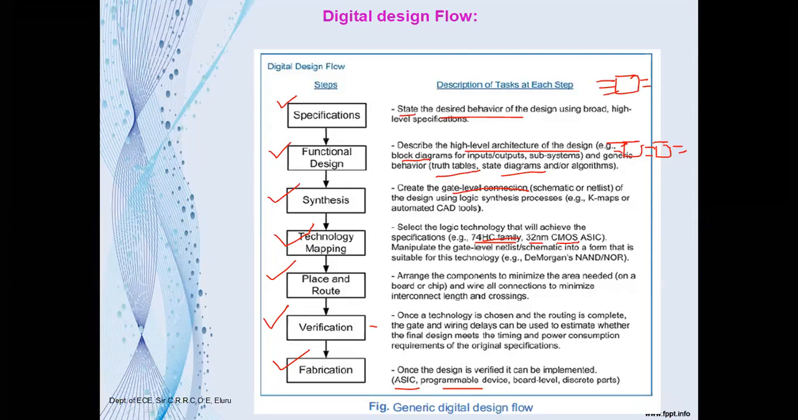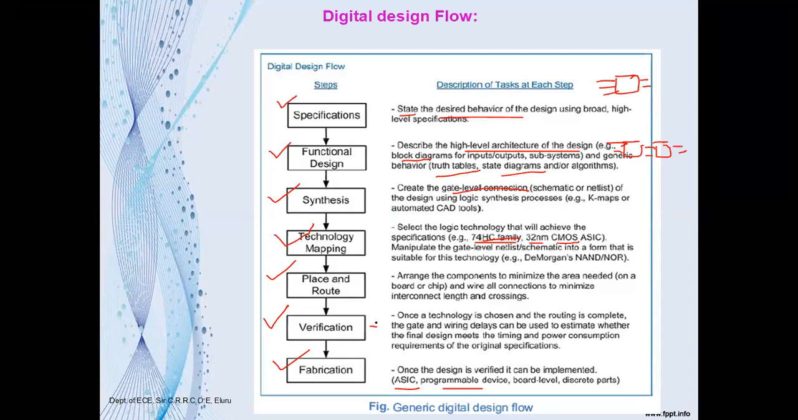First, we will give the specifications, and once you have the specification, then we will give it in the form of the block diagram. And once you have the block diagram, that will go down to the schematic level where you will have the further subsystem block diagrams. And once you are done with the synthesis, then we will choose the type of logic in the technology mapping. And if you choose the technology, then we will place the different components and connect them in the place and route. And once the place and route is done, we will verify the functionality. That is the simulation. Functionality will be verified.